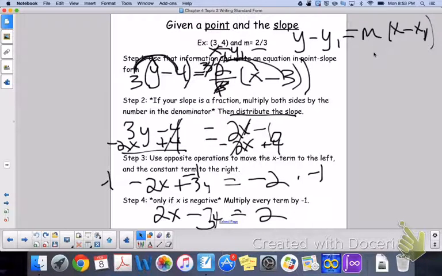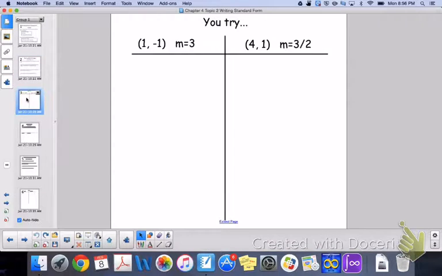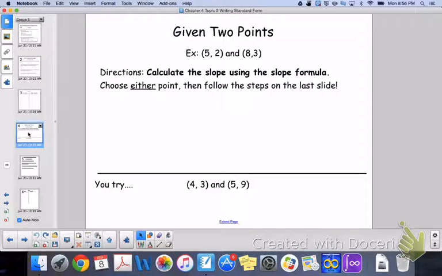When you're given a point and slope, you write in point slope form. If the slope is a fraction, we get rid of the denominator by multiplying both sides by that denominator and distribute it through. Use opposite operations to move x to the left with a y and move the constant terms to the right. And then only if x is negative, you multiply everything by negative 1. Alright, let's look at what's next. The Your Tries, go ahead, pause the video, try those.